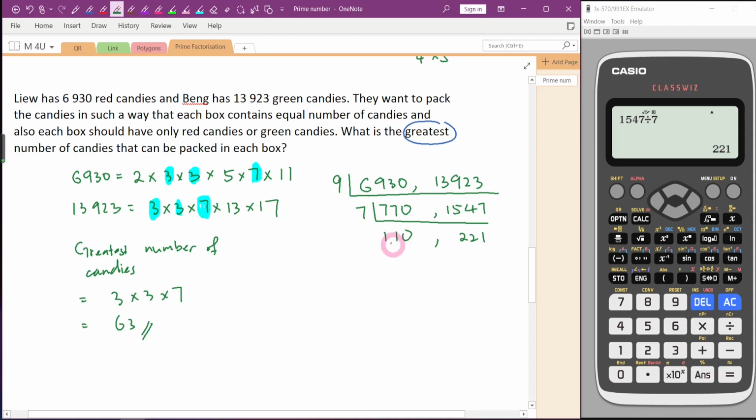We cannot continue. When these two numbers don't have any common factor except 1, then we need to stop. If you want to test, you can press your calculator. Let's say you want to test these two. 110, do the prime factorization. You get 2 times 5 times 11. How about 221? Press equal, shift, do the prime factorization. 13 times 17. You don't see any common factors here, right? Except 1. So we just stop here. 9 times 7, you will get 63 also.